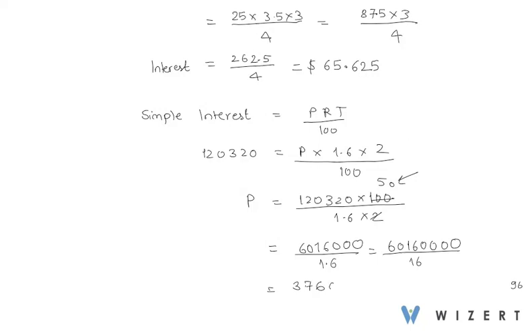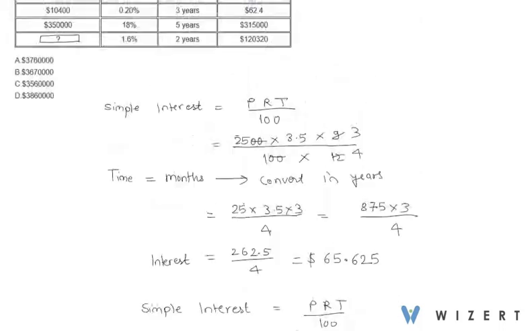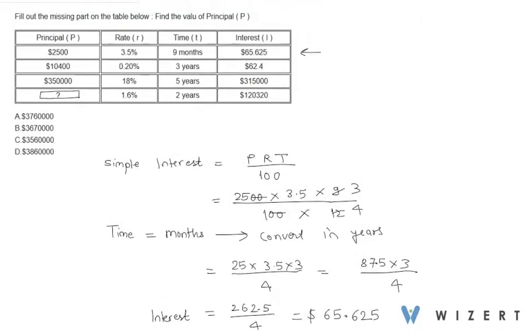And all the zeros will be over here. So principal amount is 37,60,000. So let's see what are the options. Yes, answer is option A.